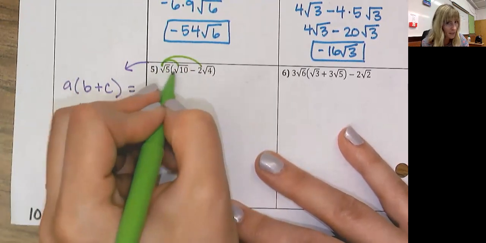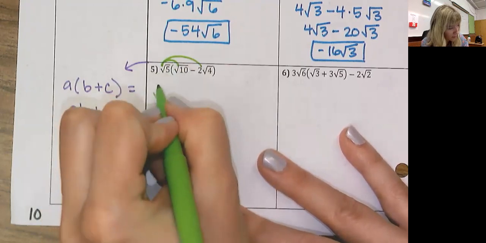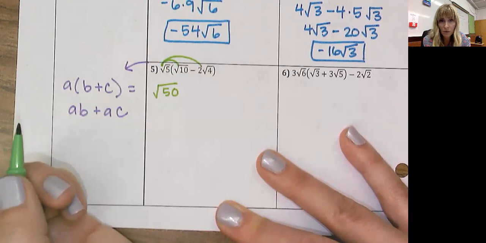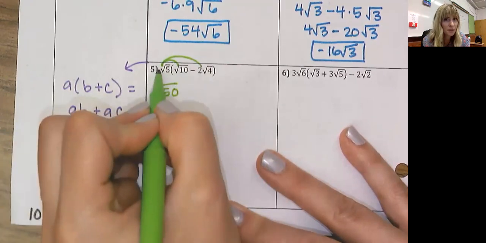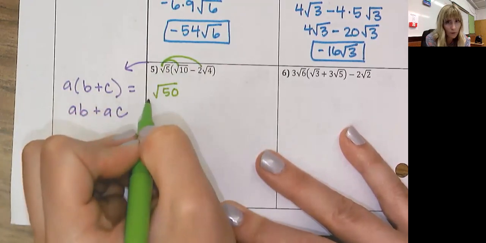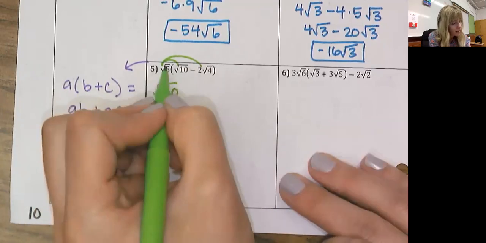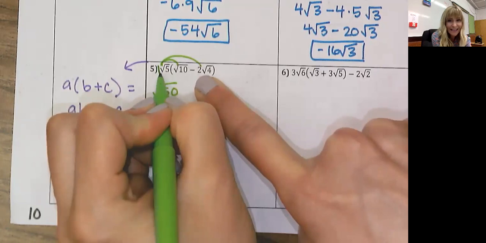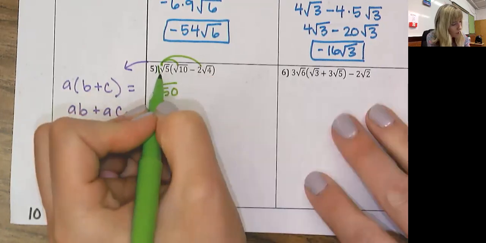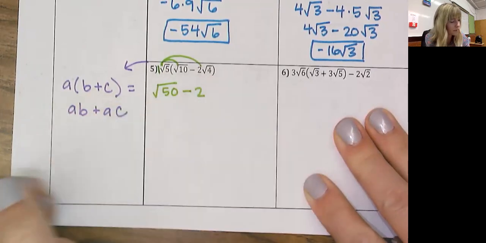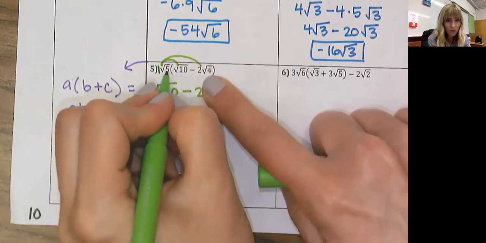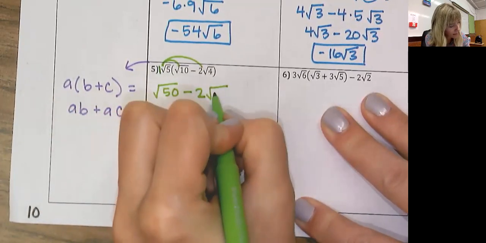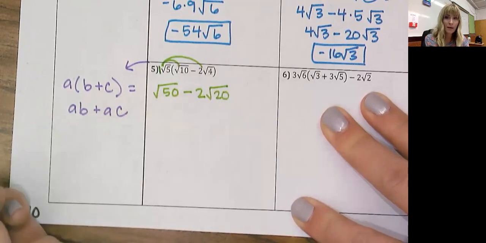Square root of 5 times square root of 10 is square root of 50. Right? I just multiplied the radicands. Yes, there were coefficients, but they were both 1, so it stayed a 1. 1 times 1 is 1. Okay? Now right here, this coefficient of 1 is going to be multiplied by this coefficient of negative 2. 1 times negative 2 is negative 2. Now I multiply the radicands. Square root of 20. Okay?